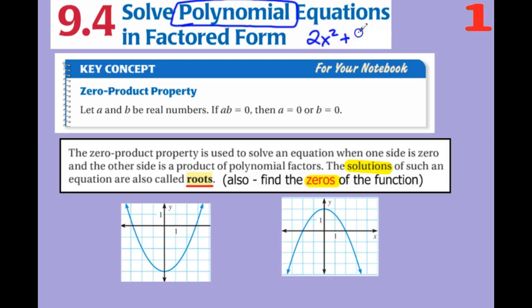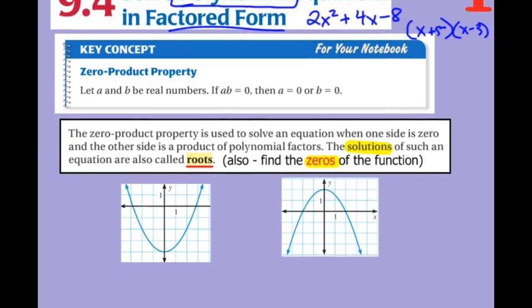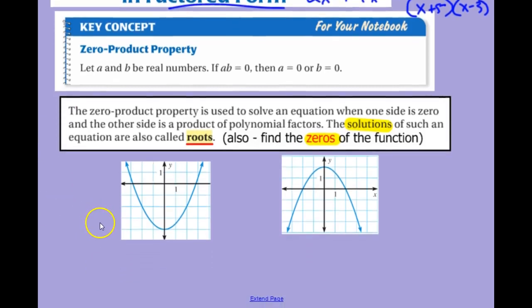2x squared plus 4x minus 8, we might look at something like x plus 5 and x minus 3. This is what we call factored form. Alright? Now, don't be scared that there's graphs here. I'm just going to use those to make a point. We're not actually graphing today.